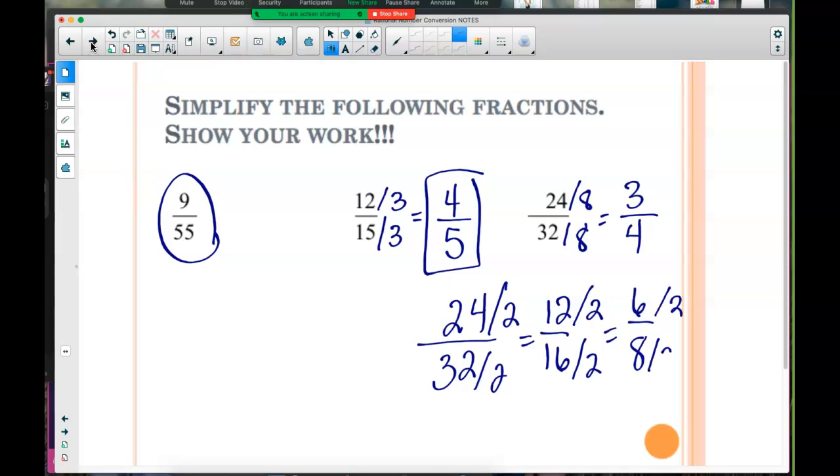So I get 3 over 4. So sometimes you might have to divide more than once to get it simplified all the way. That's okay. Can you use your calculator if you need to help you do the division? Sure. Okay, I know some of your multiplication facts and division facts, we don't remember them all the time. You can use a calculator if needed. Okay?